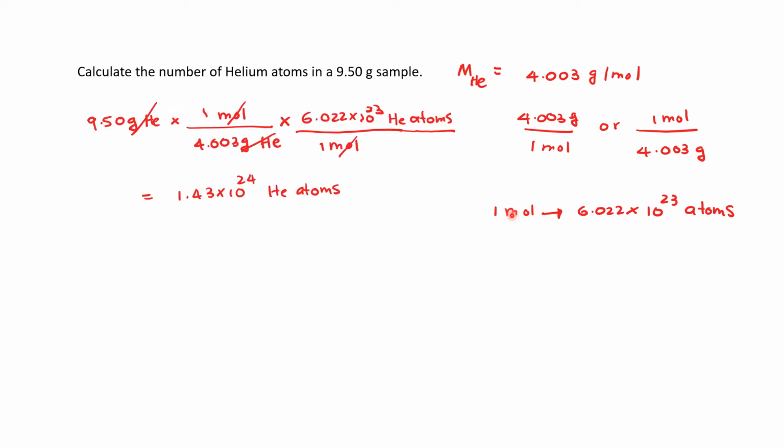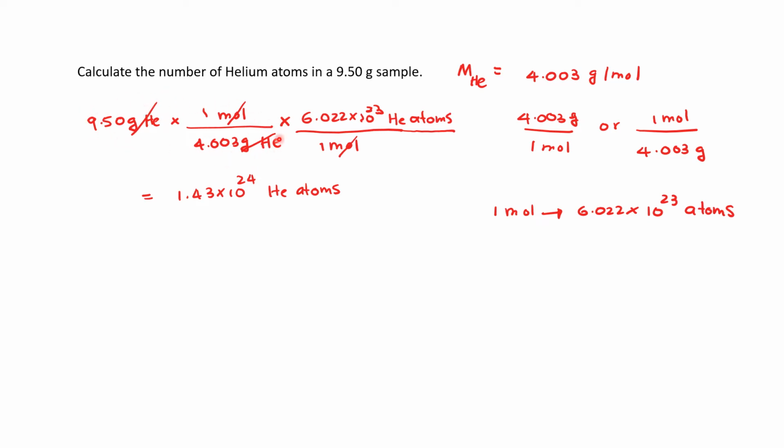So let's do the dimensional analysis. We are going to start with the 9.50 gram sample, which is the subject of our question. And we are going to use one of these fractions. So you figure out that this fraction is the one going to be in here so that we can cancel out gram helium to gram helium. And in this part, the answer is going to be in moles.